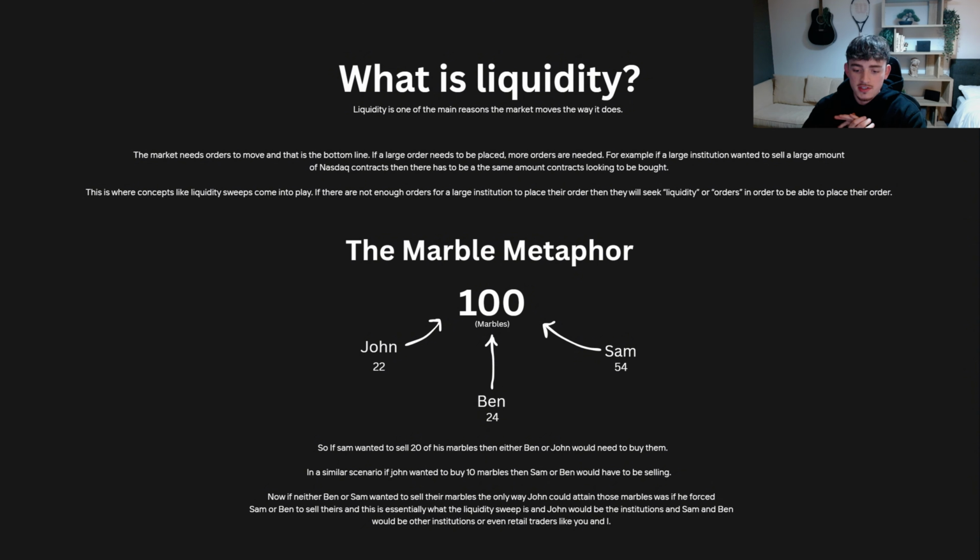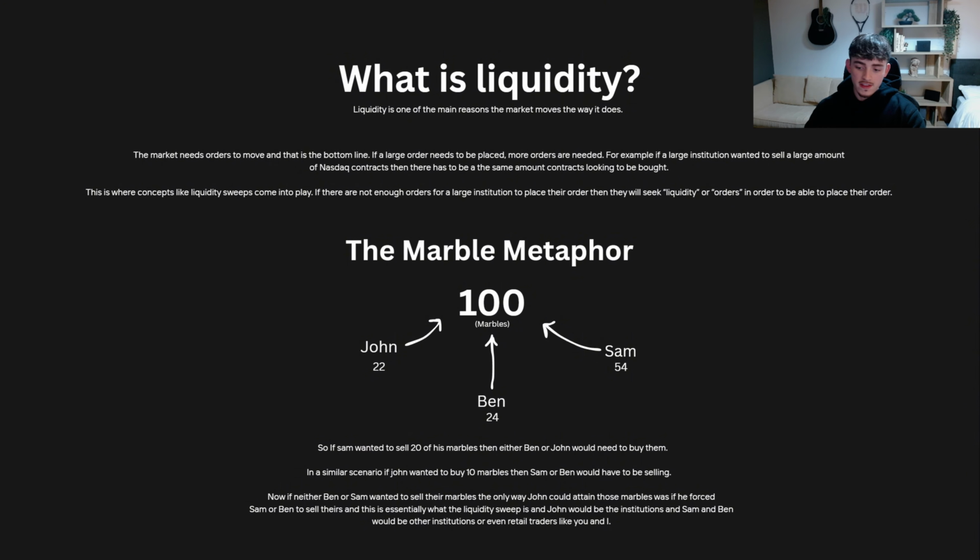So if Sam wanted to sell 20 of his marbles, then either Ben or John would need to buy them. In a similar scenario, if John wanted to buy 10 marbles, then Sam or Ben would have to be selling them, or he would have to take them. If either Ben or Sam wanted to sell their marbles, the only way John could attain those marbles was if he forced Sam or Ben to sell theirs. And this is essentially what the liquidity sweep is.